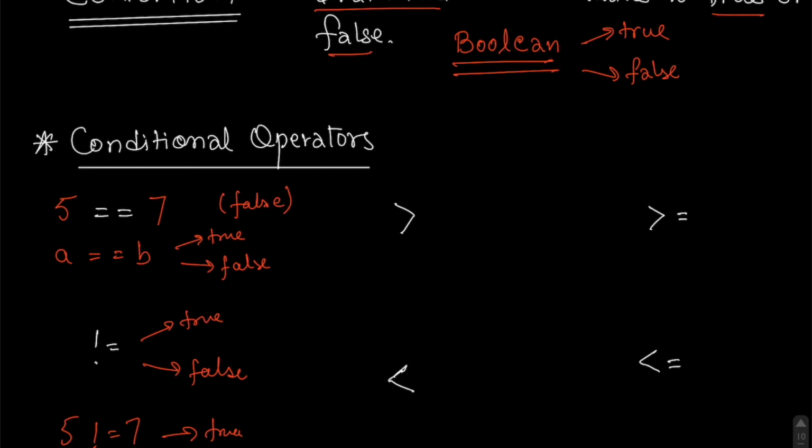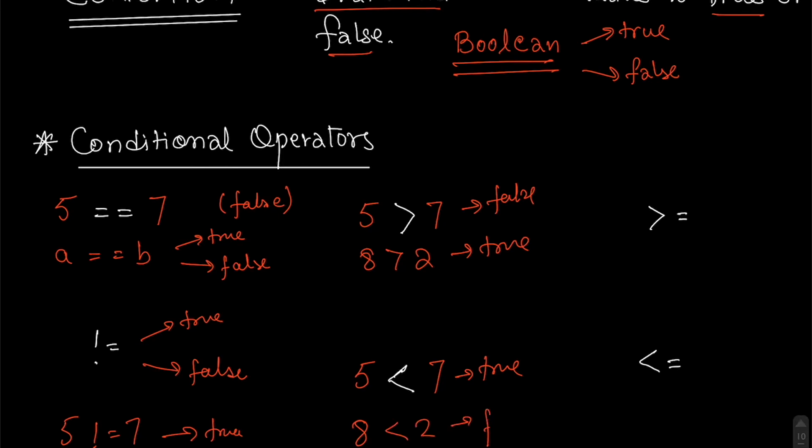The other operator is the greater than sign. If we have something like 5 is greater than 7, this evaluates to false. And if we have something like 8 is greater than 2, it evaluates to true. The other operator is the less than sign. We can take the same examples: 5 less than 7 evaluates to true, and 8 less than 2 evaluates to false.